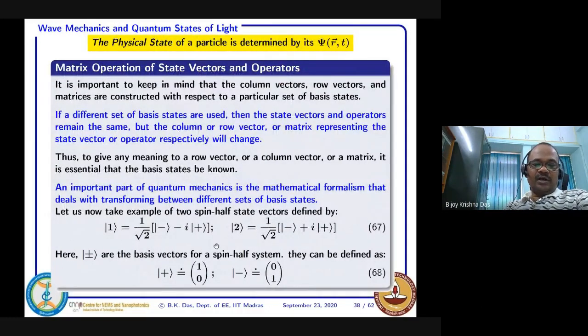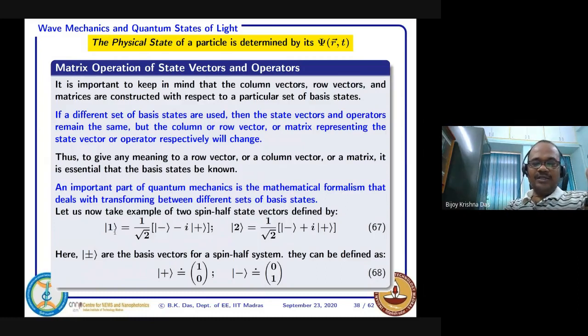So let us now take example of 2 spin half state vectors defined by this one. Now you just follow carefully. We are defining a state. The state is not called psi or phi or chi; I have just given it a number, 1. Whenever a state is represented as a vector, you can use any symbol: psi, phi, chi, even a number. It does not matter. We are representing it here by the number 1, because that is conventionally used in many books also.